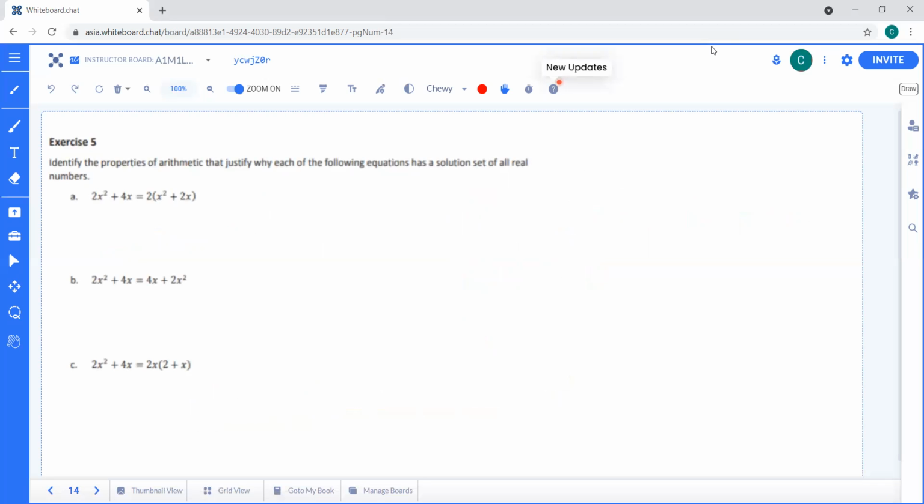All right. Let's see here. Okay, so this says identify the properties of arithmetic that justify why each of the following equations has a solution set of all real numbers. Okay, so to justify this, I just told you earlier, that's just the distributive property. Distributive. That's the property. That's all it wanted you to do.